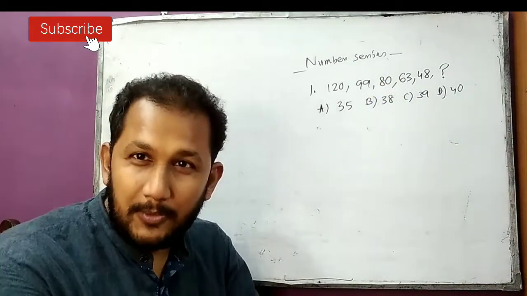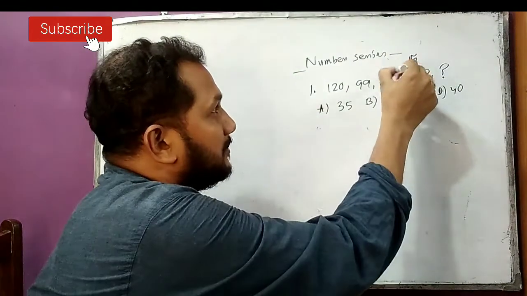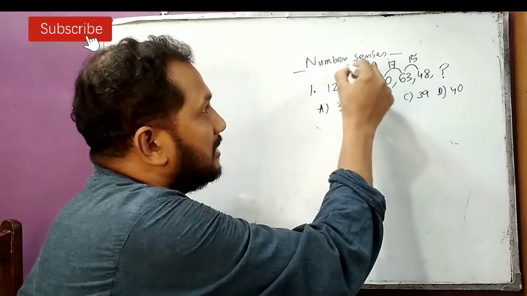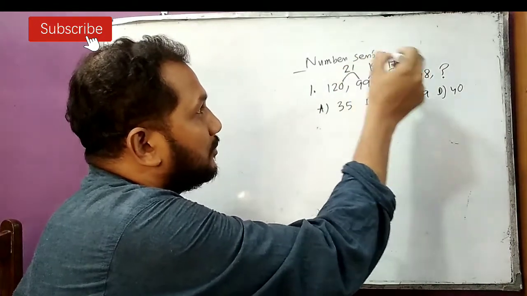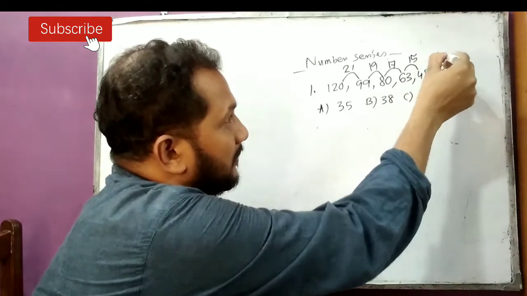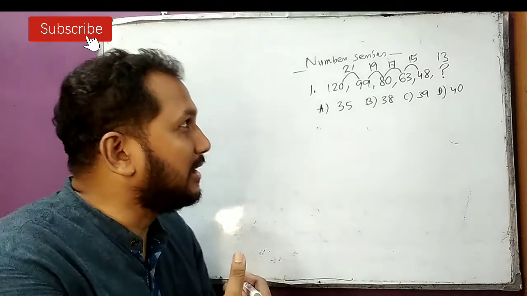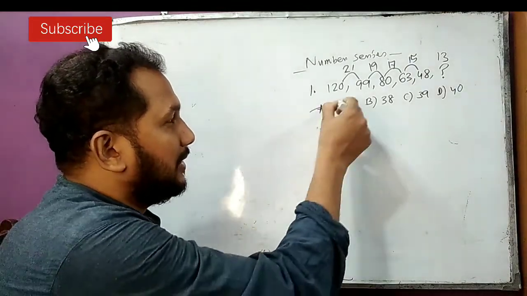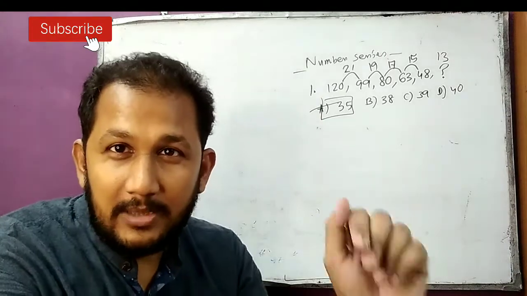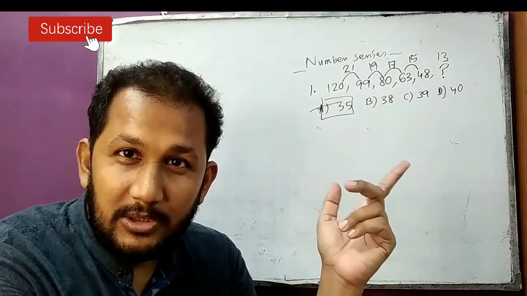So there is a gap of 2: this is 15, the difference before this is 17, before that 19, and there 21. So the next gap should be 13. And if you deduct 13 from 48, then we will get the result, that is equal to 35. So the answer is 35.